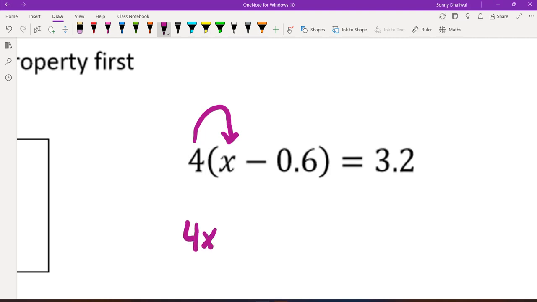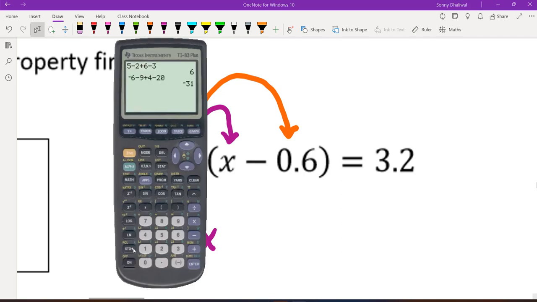Right? Then we go 4 times the second term. This is an important one because most people forget the second term, right? And since it's a decimal, we just use our calculator, right? You go 4 times 0.6, and I get a 2.4.